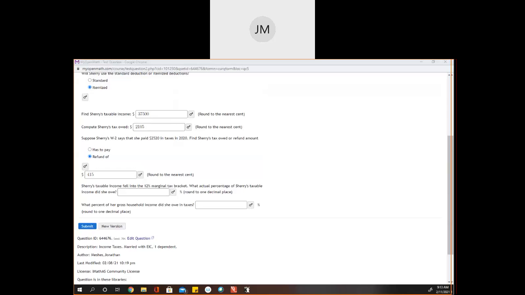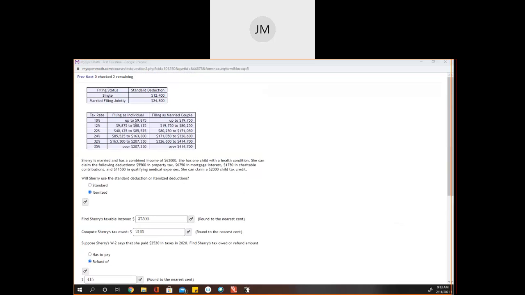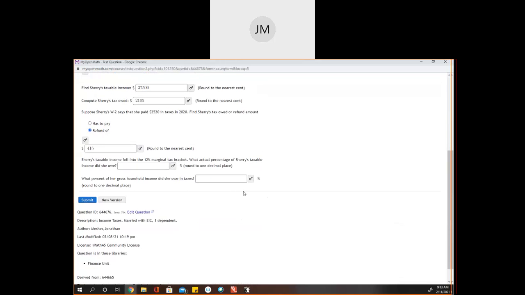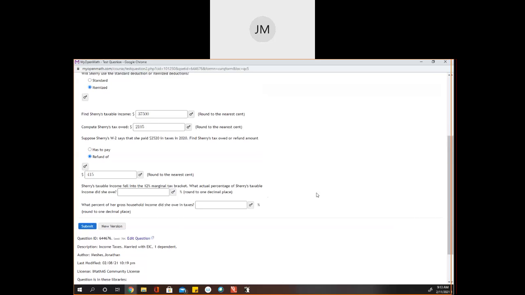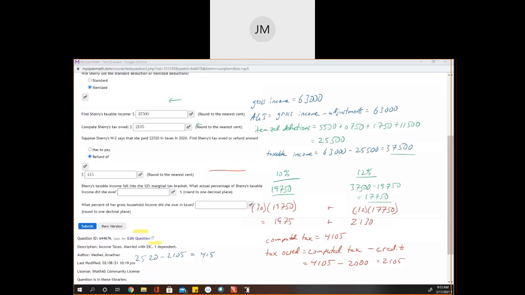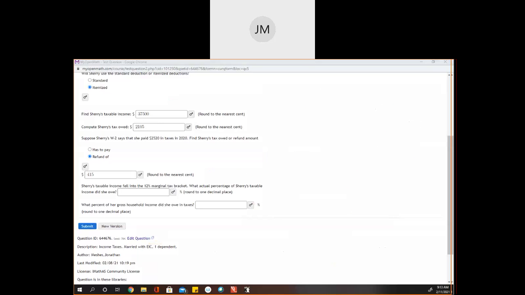Okay, so now we get into asking these percent questions. Sherry's taxable income fell into the 12% marginal bracket, which we found fell in here. What actual percentage of Sherry's taxable income did she owe? To figure this out, we want to take that question and see if we can translate it into a math equation.